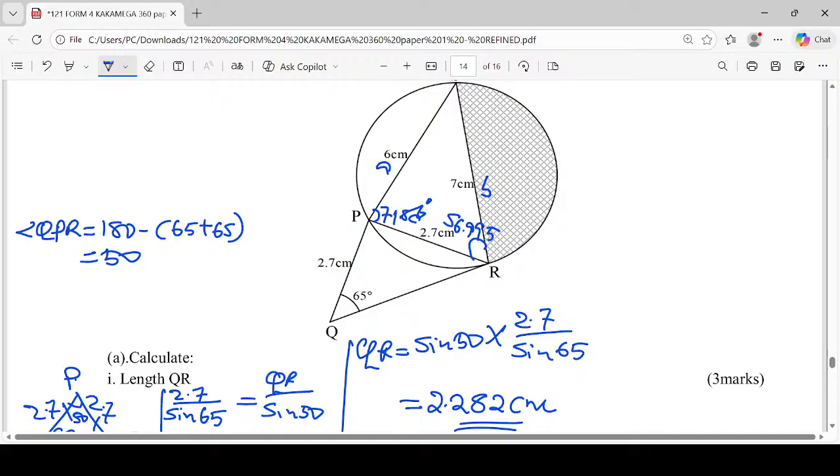So after getting that, we've gotten that. The next thing now we need to understand is that after getting that, let's get out the angle in between.